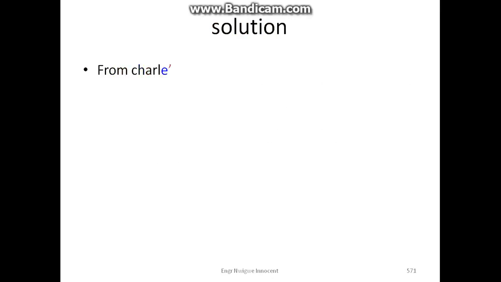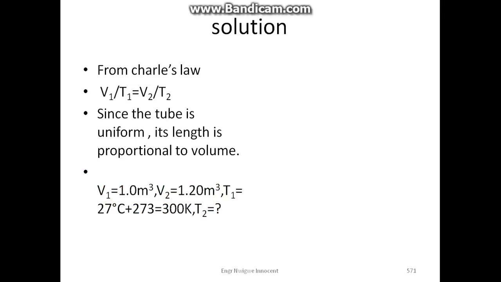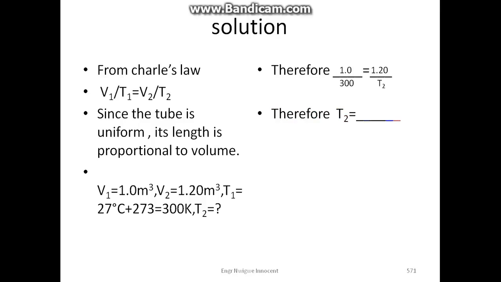Solution. From Charles' law, V1 over T1 is equal to V2 over T2. Since the tube is uniform, its length is proportional to volume. V1 is equal to 1.0 meter cube, V2 is equal to 1.20 meter cube, T1 is equal to 27 degrees centigrade plus 273, which gives us 300 Kelvin. T2 is unknown, therefore substituting the values, we have 1.0 over 300 is equal to 1.20 over T2, making T2 the subject of the formula.